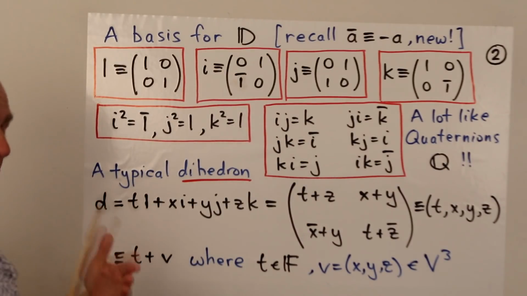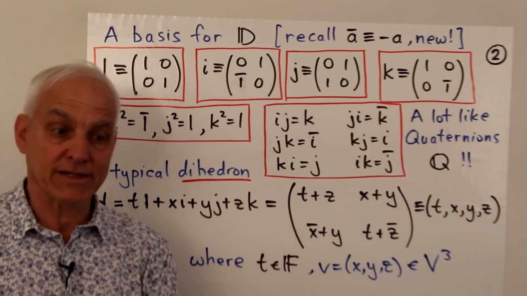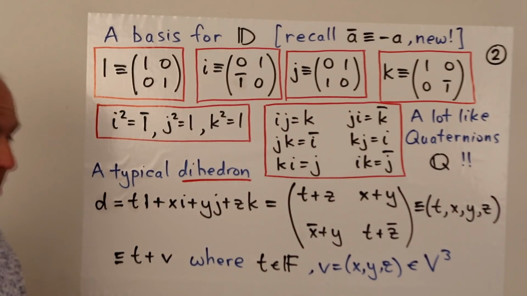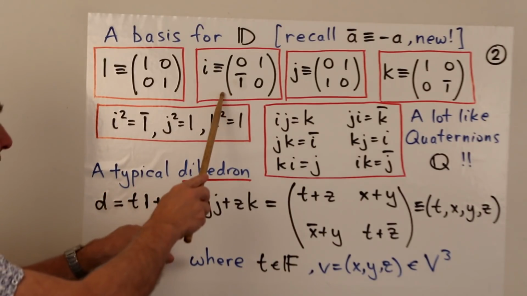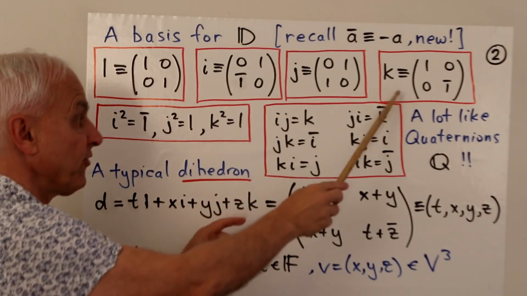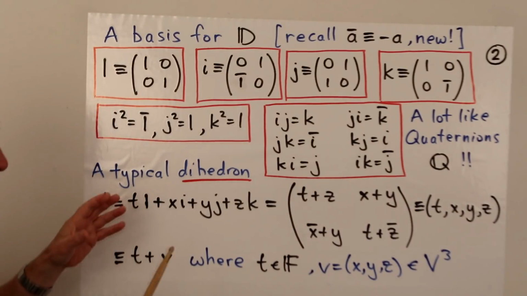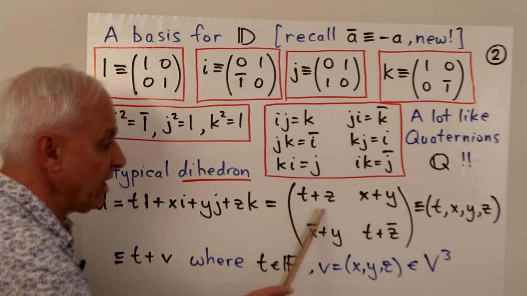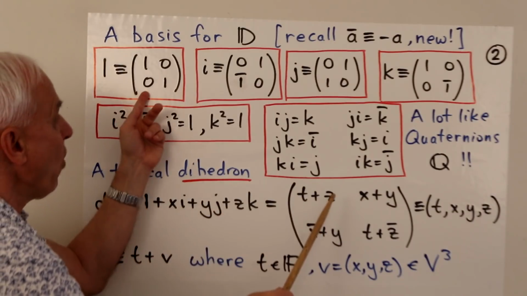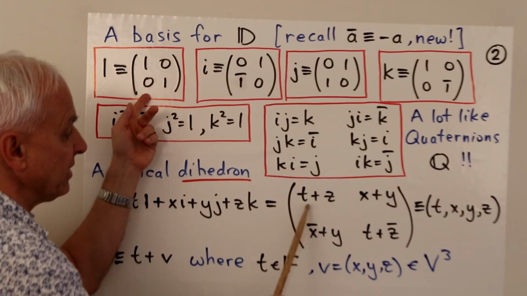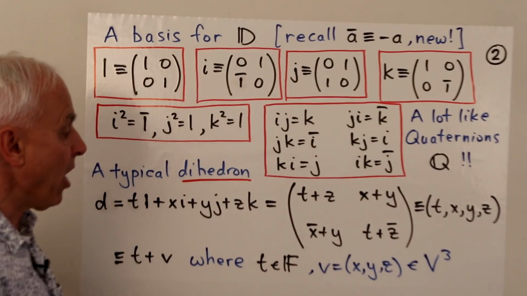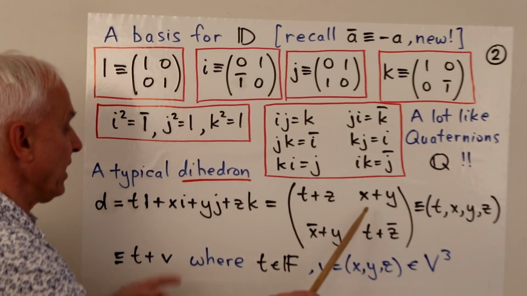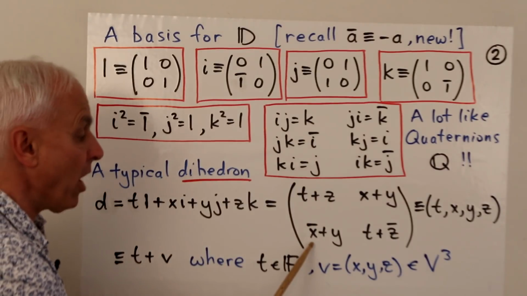Okay, so now we can describe a general dihedron as a linear combination of these basis elements. Let's say D for dihedron is T times 1 plus X times I plus Y times J plus Z times K. And then when you write out what that means, you get this 2 by 2 matrix whose entry here is T plus Z, because the 1 and the K are the things contributing to the diagonal. So we get T plus Z here and T plus Z bar, or T plus negative Z down here. And then in the off diagonal places, we get X plus Y up here and X bar plus Y down here.